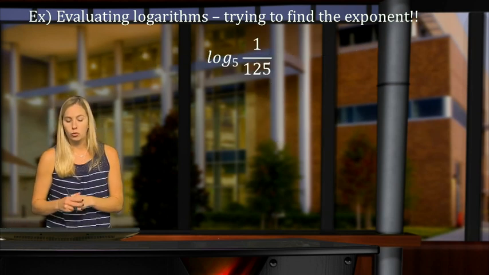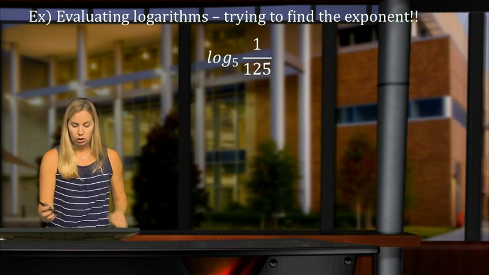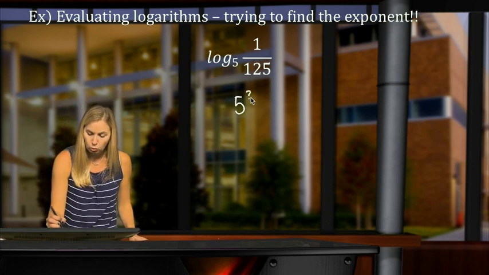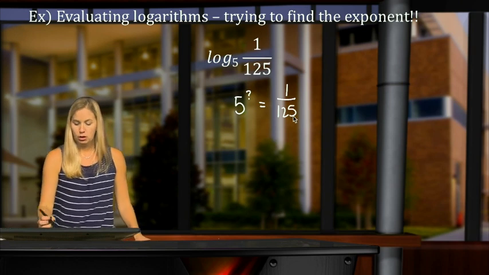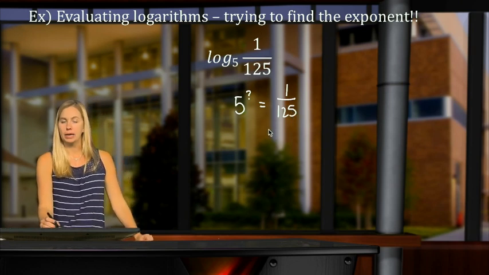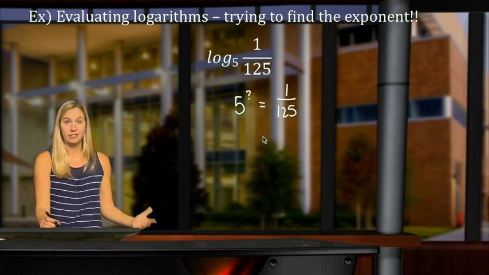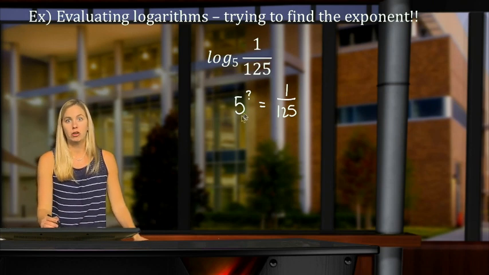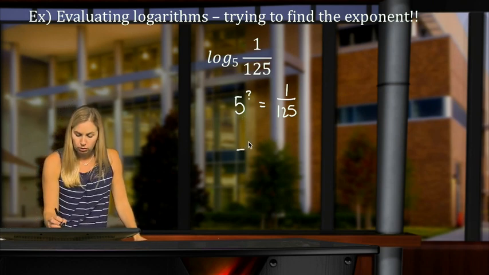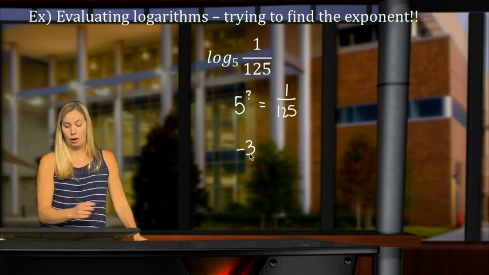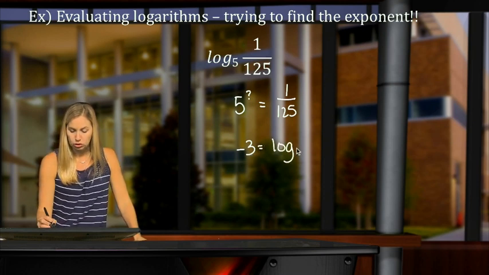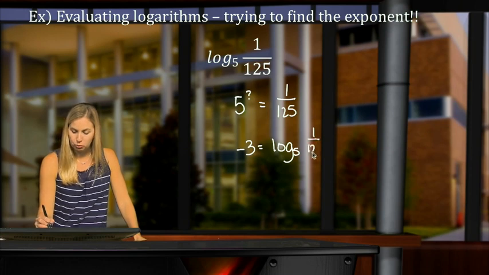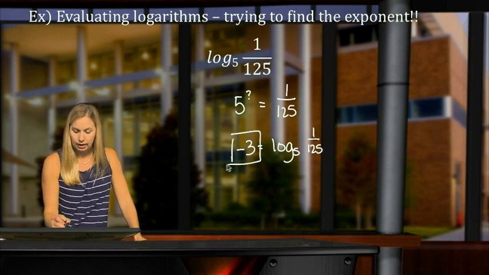Log base 5 of 1 over 125. We're trying to figure out 5 to what power equals 1 over 125. Well, we see that 125 in the denominator. Hopefully we're thinking about a negative exponent. And 5 cubed is 125, so 5 to the negative third power equals 1 over 125. Or log base 5 of 1 over 125 equals negative 3.